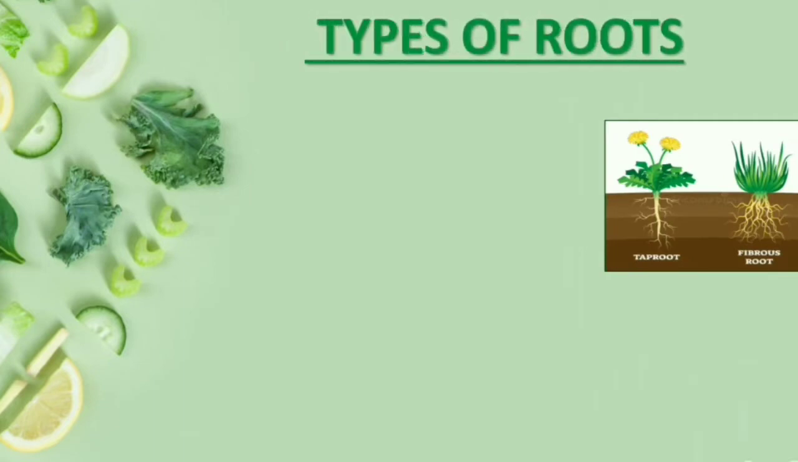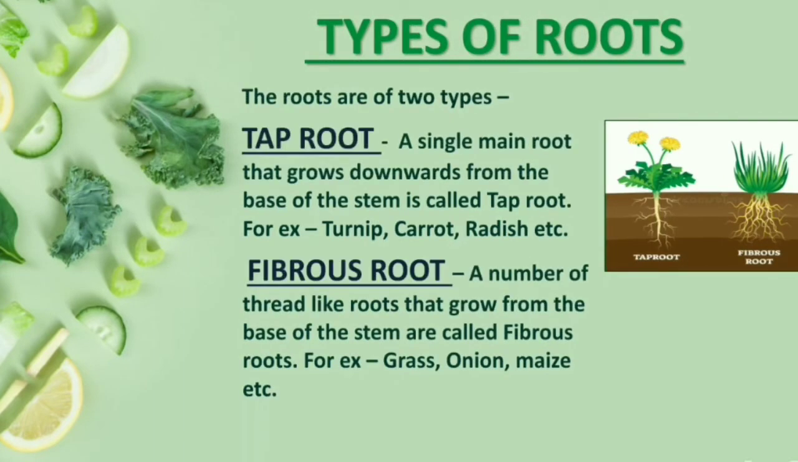The roots are of two main types. They are the taproot and fibrous root. A single main root that grows downwards from the base of the stem is called taproot. For example, turnip, carrot, radish, etc. Fibrous root. A number of thread-like roots that grow from the base of the stem are called fibrous root. For example, grass, onion, maize, etc.